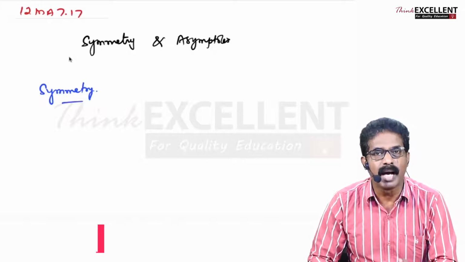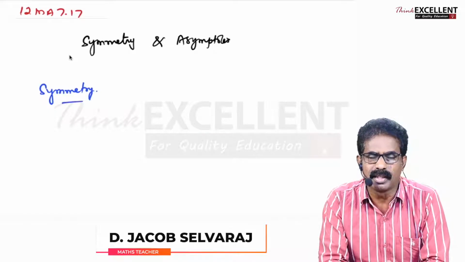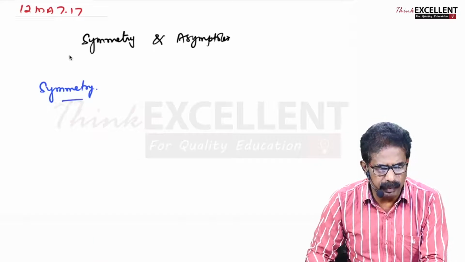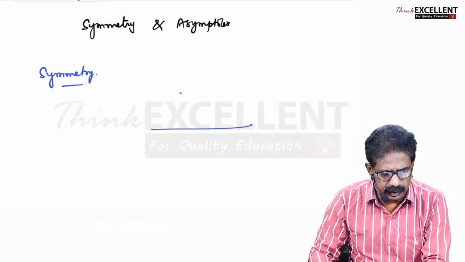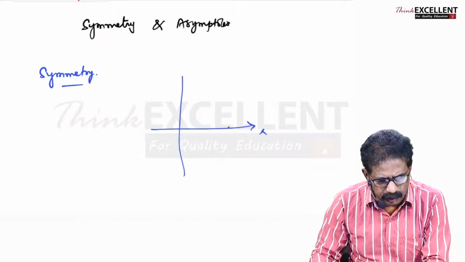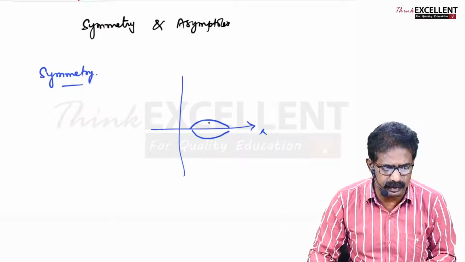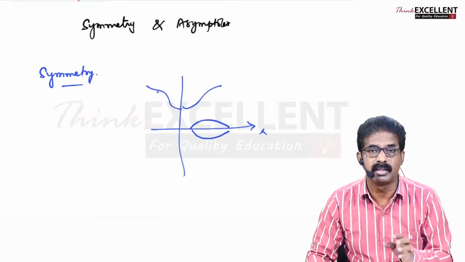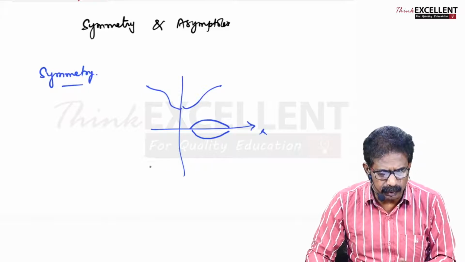In this video, I am going to teach you symmetry and asymptotes, two important areas at the same time, very simple ones. Symmetry: the curve is symmetric about the x-axis. The meaning: suppose this is the x-axis and y-axis. Whatever shape you have here, the same shape should be here. Then we say it is symmetric about the x-axis. For the y-axis, whatever you have here, the same thing should be here also, right? So symmetric about the x-axis, symmetric about the y-axis, symmetric about the origin.